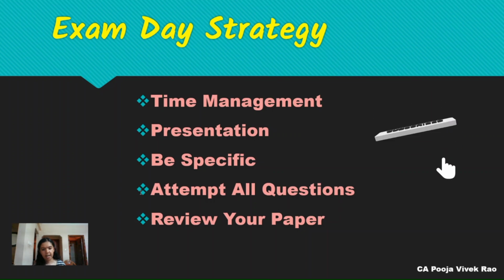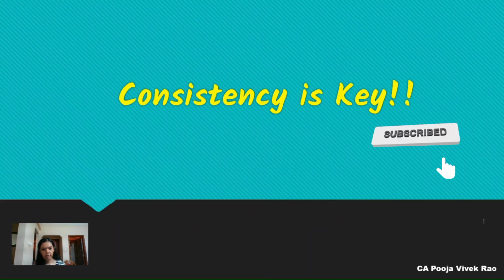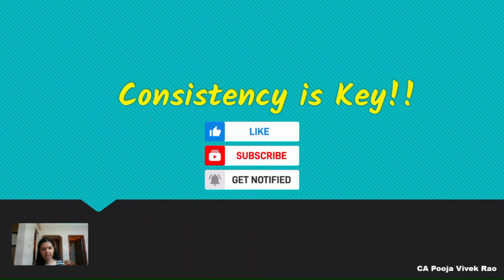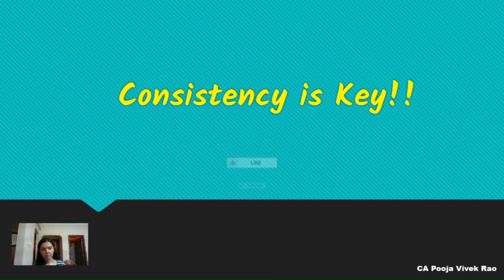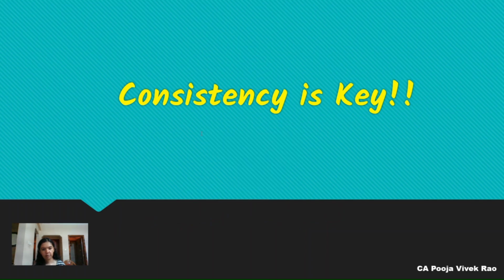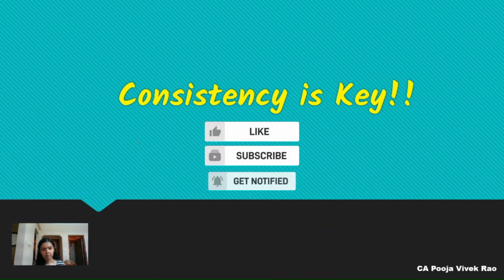Review your paper. If time permits, review your answers. Look for any calculation errors, missing sections, or points that you can quickly add to strengthen your answers. Finally, remember that consistency is the key. Start your preparation early, maintain a steady pace. Regular study, revision, and mock tests are essential to score 70 plus in IDT.